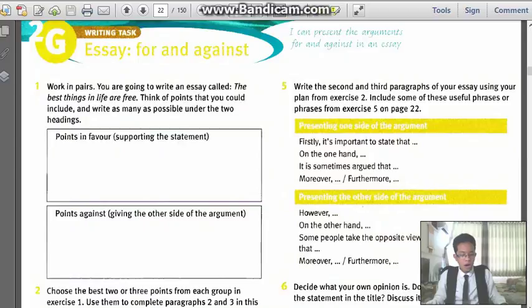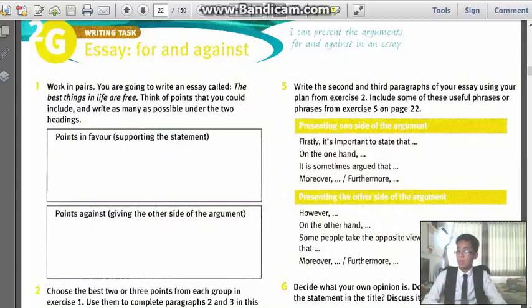Points in favor. If things in life are free, they are saying that they are the best. So maybe if those things are free, maybe the happiness. You cannot buy happiness. You can't say I would like $1 for a day of happiness, $2 for 2 hours of happiness. No. So maybe happiness is the first thing you may include as a point in favor to support your idea.